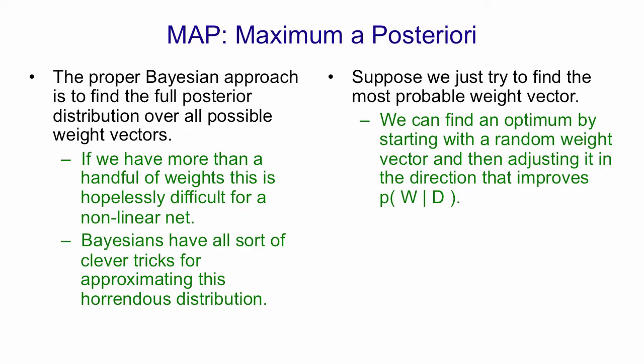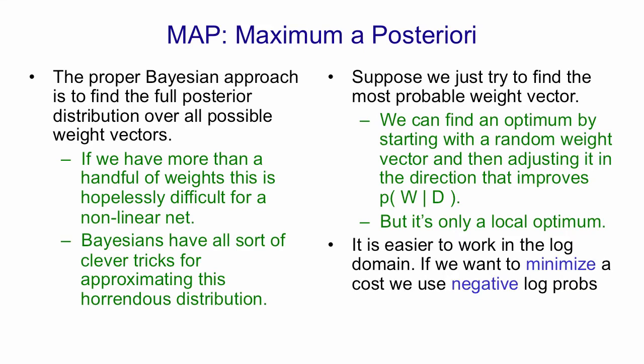So what we're going to try and do is find an optimal value of w by starting with some random weight vector, and then adjusting it in the direction that improves the probability of that weight vector given the data. It'll only be a local optimum. Now, it's going to be easier to work in the log domain than in the probability domain. So if we want to minimize a cost, we'd better use negative log probs.